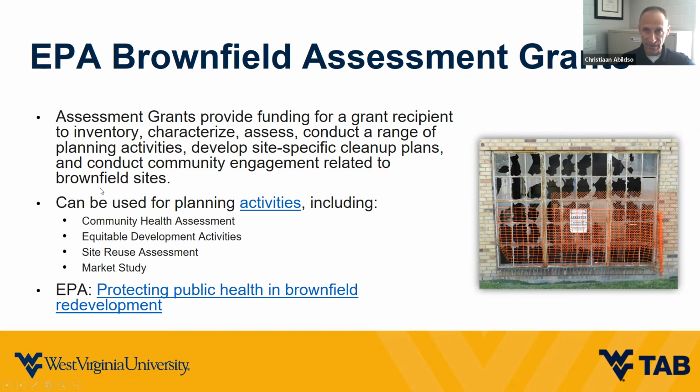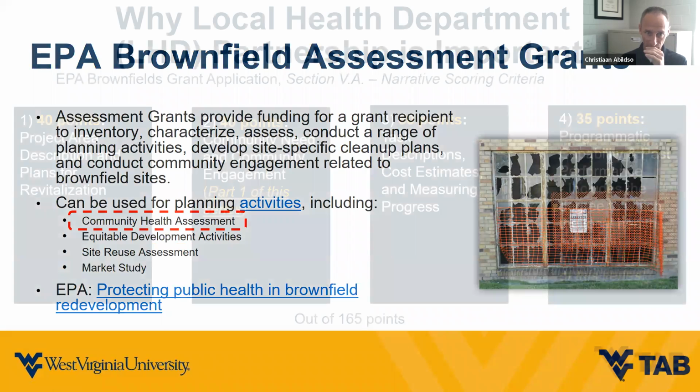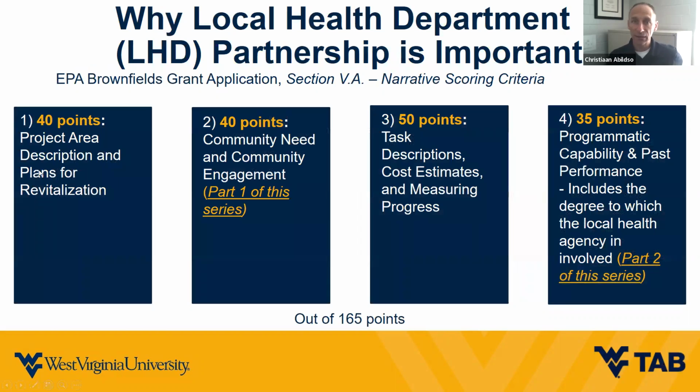So when you look at the assessment grants, and I'll talk about more detail, but one of the planning activities that you can use it for is a community health assessment. Okay. And the EPA has a one-pager and other information that will highlight this. If you haven't seen them, at least either put the links in the chat or send them out afterward. Okay. So again, a little bit of a review, but also an extension from the first part of this series.